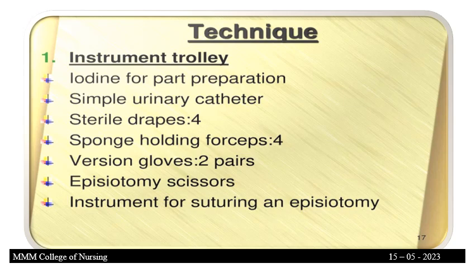Technique. Instrument drawing. So what we have to prepare is iodine for the part preparation, simple urinary catheter, sterile drapes, sponge holding forceps, version glove. So as I told earlier, there is a separate glove for version, and the episiotomy scissors, instruments for suturing and episiotomy.